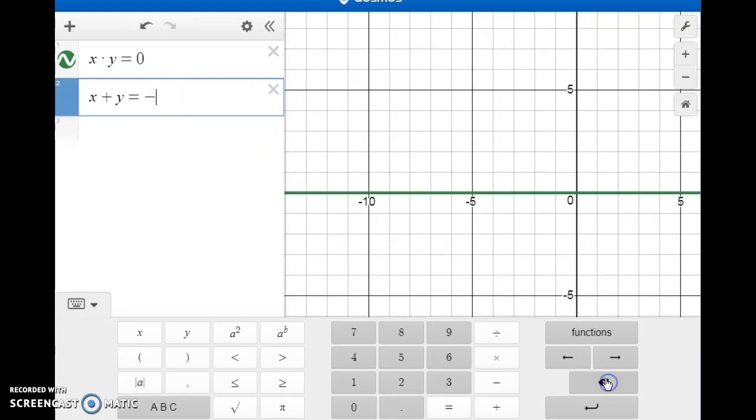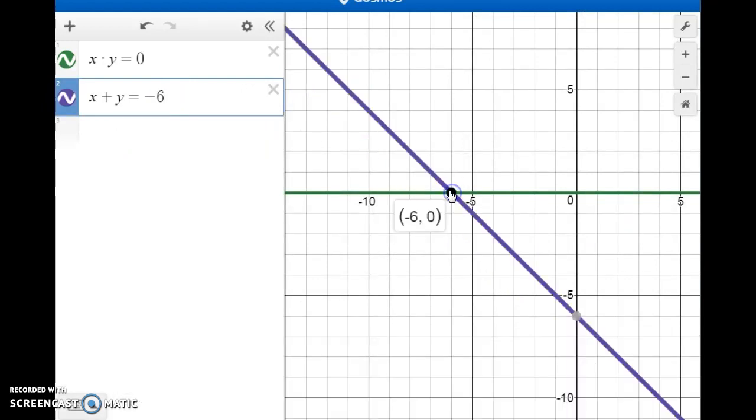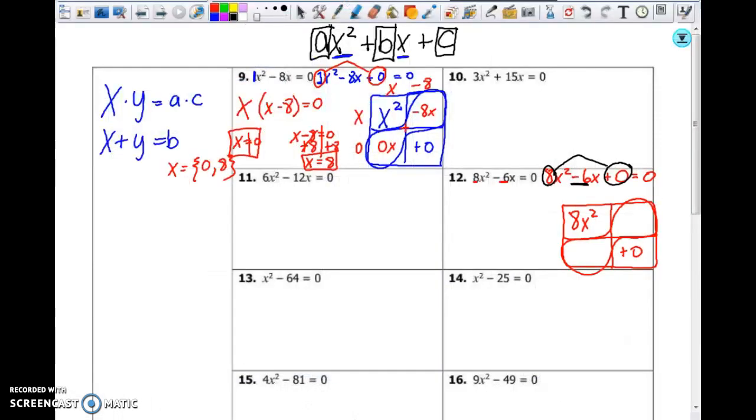Negative 6. You're still looking for where they cross. So my numbers are negative 6 and 0. So you can go ahead and put those anywhere in the box. And don't forget, this is the box that has the x. Okay. And so now you will factor outward.